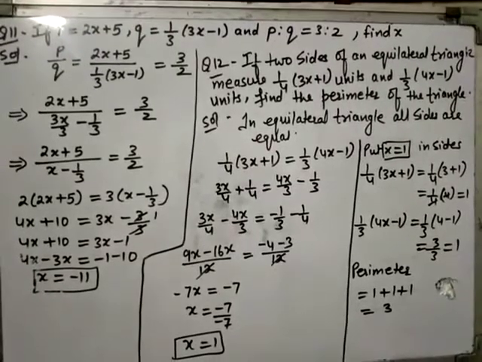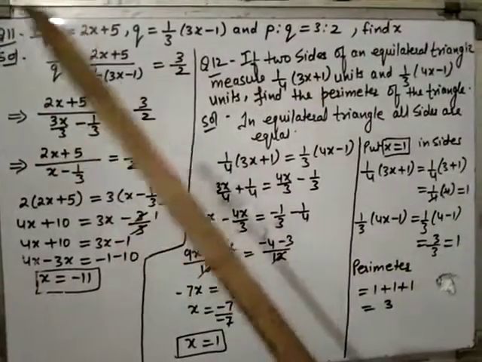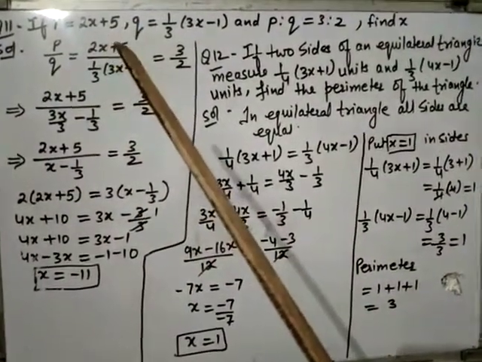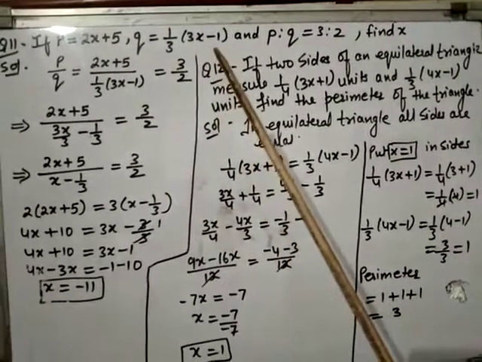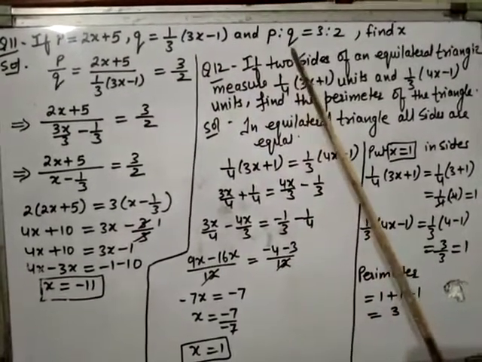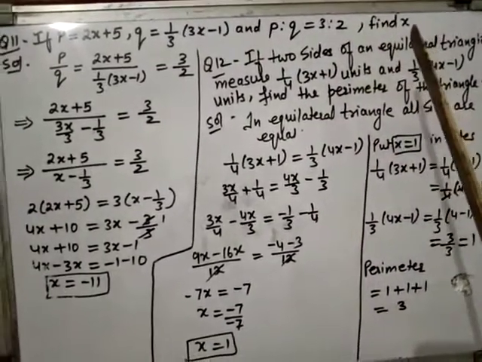Students, question number 11 of your exercise. If p equal to 2x plus 5, q equal to 1 upon 3 into 3x minus 1 and p ratio q equal to 3 ratio 2, then find the value of x.